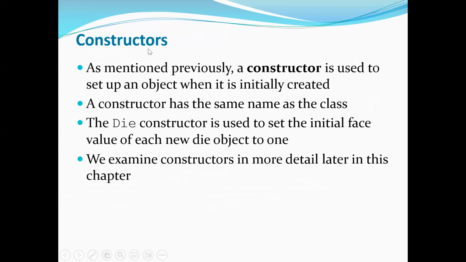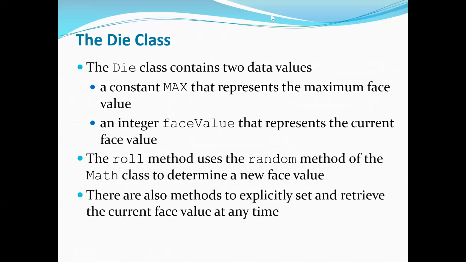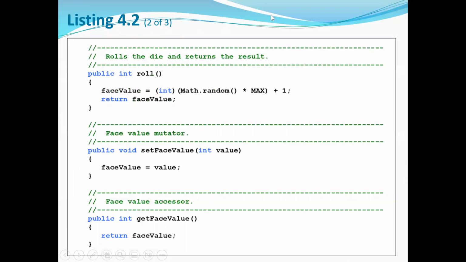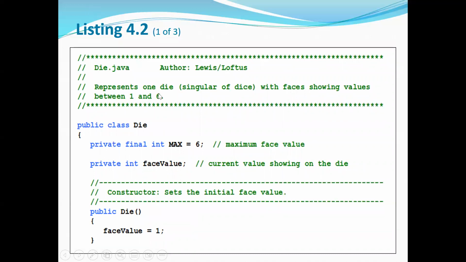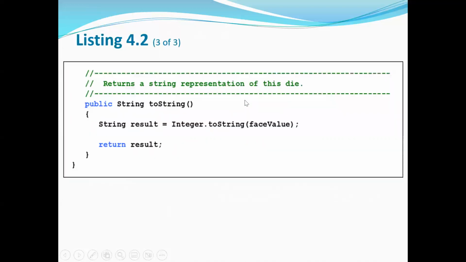We also saw a constructor. As we said earlier, a constructor is a special method that is used to initialize an object when it's created, or set up an object when it is initialized. Also, the constructor has the same name as the class name. So if my class name is Die, as we saw earlier, our constructor also is Die. The class name is Die, the constructor is Die, with no return type and also no argument, which is the default.